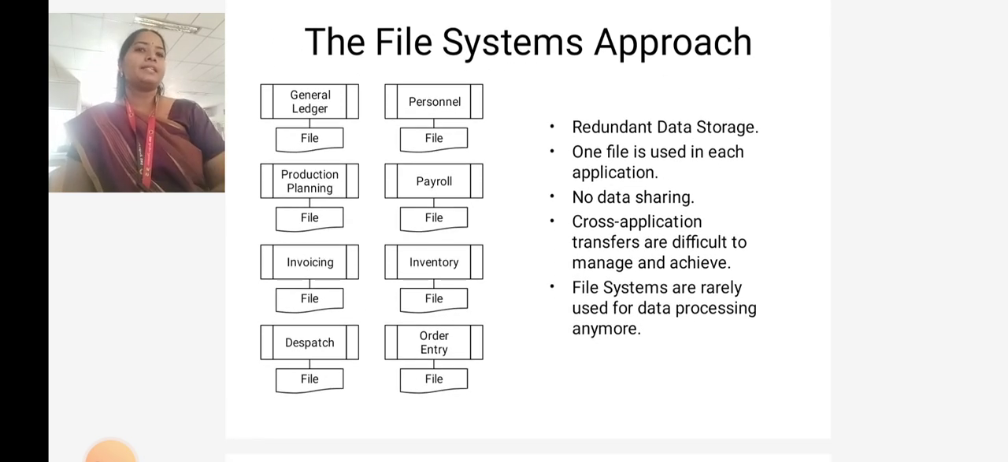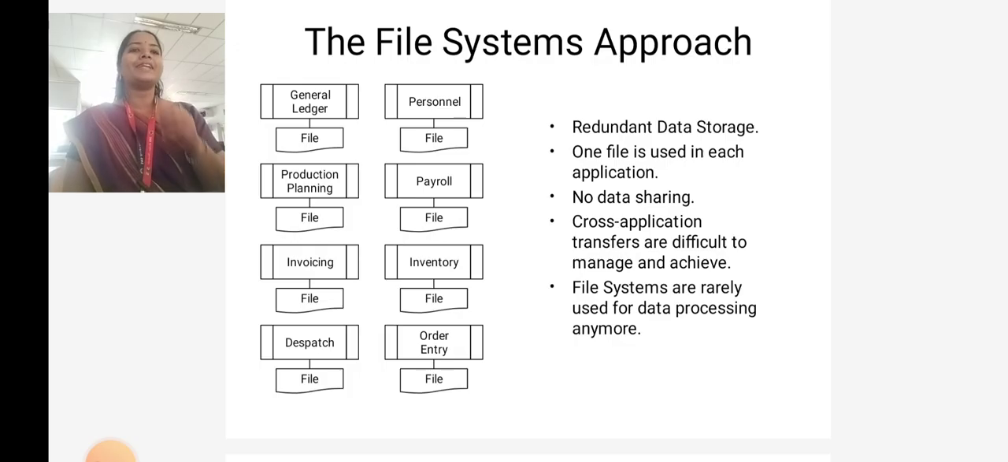So in the file system, there is a general ledger and a personal ledger. Each has access to a file, and production planning will be there, and the payroll process is also there. Then it will also be coming to the file processing system. Then invoicing is there. Here it is an inventory system. So again it comes to a file processing system. So dispatch and order entry, again it comes to a file processing system.